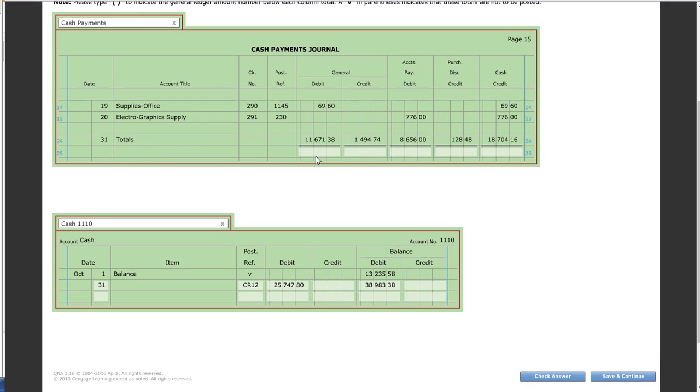After your cash receipts journal comes your cash payments journal. Yes, for the general debit and credit columns, you just put checks, which is a check mark with parentheses.